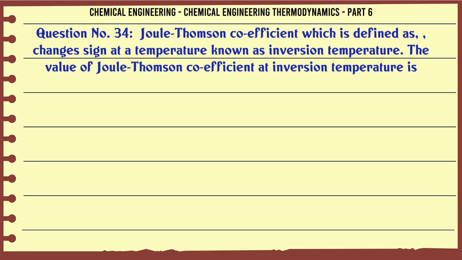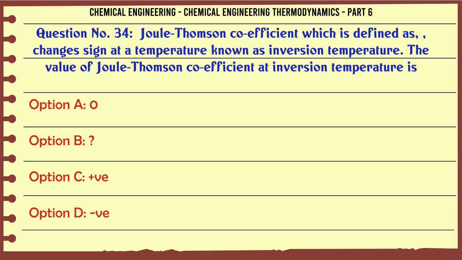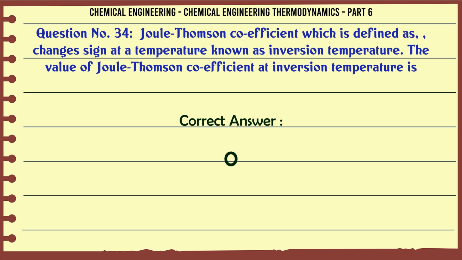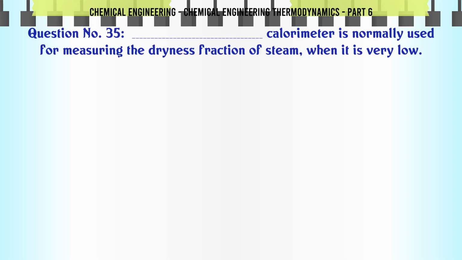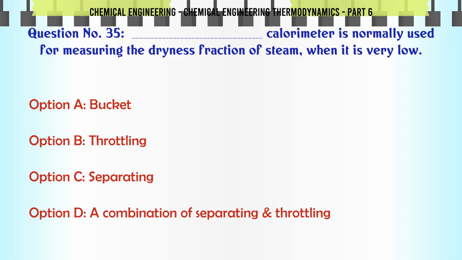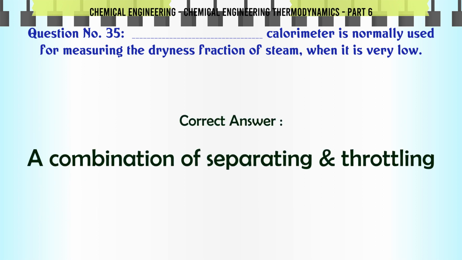Joule Thomson coefficient changes sign at a temperature known as inversion temperature. The value of Joule Thomson coefficient at inversion temperature is A. 0, B. 1, C. CV, D. dV. The correct answer is 0. Calorimeter is normally used for measuring the dryness fraction of steam when it is very low. A. bucket. B. throttling. C. separating. D. a combination of separating and throttling. The correct answer is a combination of separating and throttling.